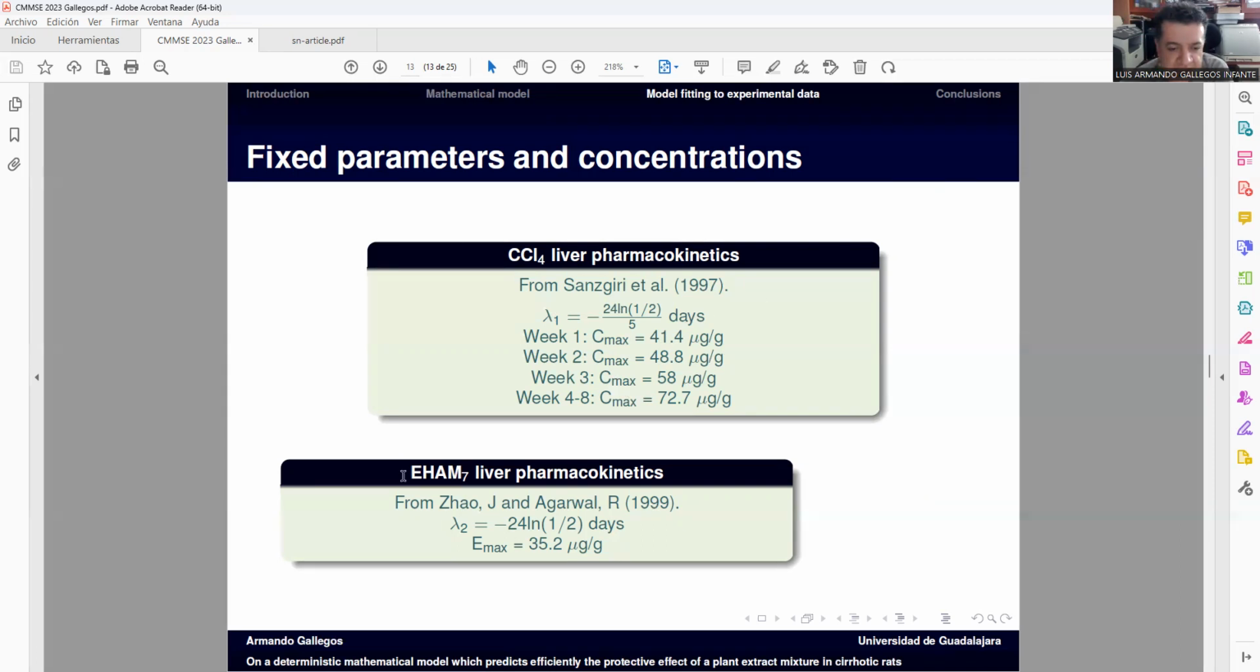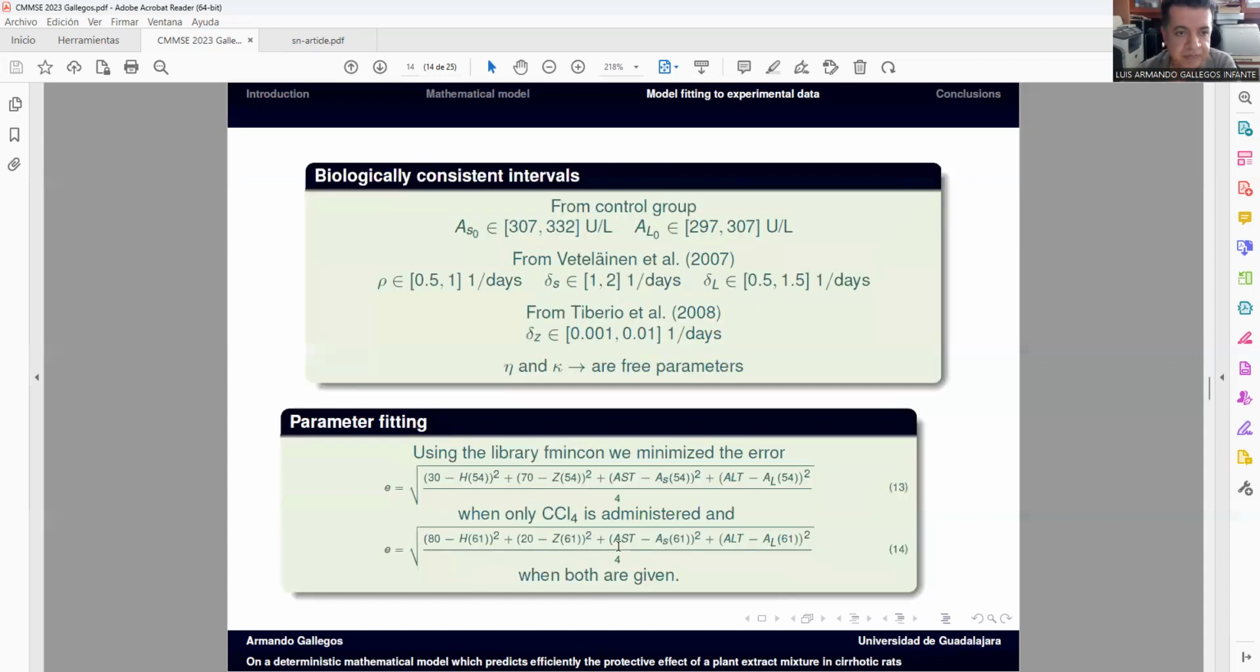For the extract, pharmacokinetics was taken from this reference in terms of the rate, the concentration, and the extract income. For the protein levels, the values were taken from the control group, and the values are in these intervals for the AST and ALT.